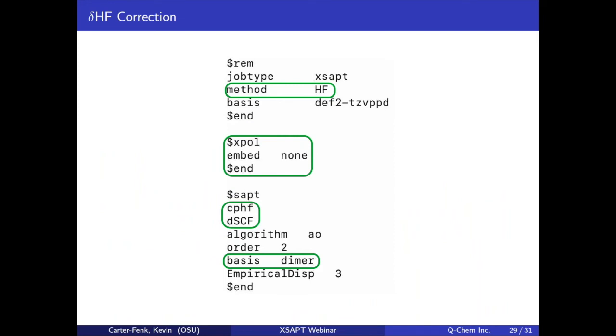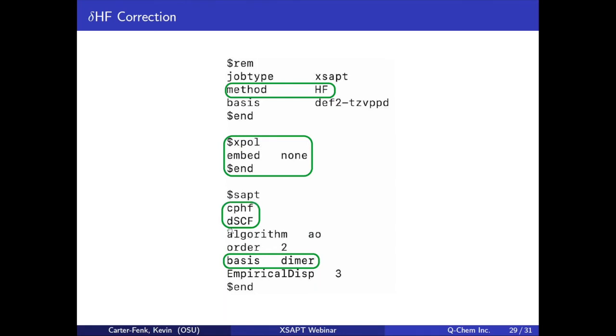So moving on to applying this delta HF correction for pairwise induction, the method keyword in the REM section is set to HF, and that specifies that we're going to do a Hartree-Fock reference wave function, and embed is set to none, so there's no electrostatic embedding here, just the dimer is involved in this delta HF correction, which I guess I'll note now is only available in the dimer basis, and that's primarily because we use a counterpoise corrected Hartree-Fock dimer energy in that equation.